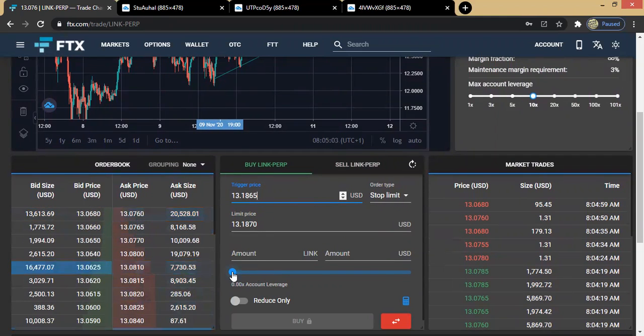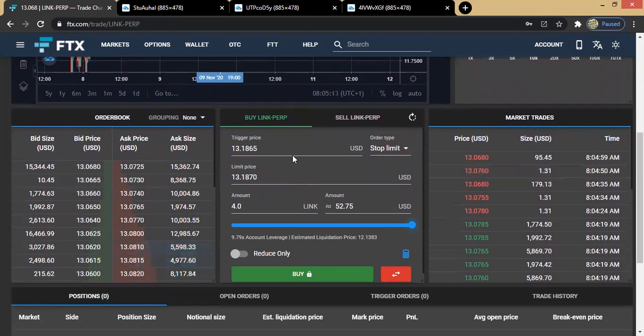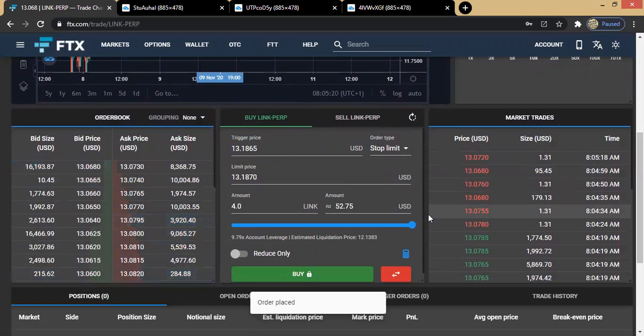I think I have little money here, so let me just use all the money I have to place the trade. I'm going to click on buy now. I've placed the trade as it is, with the various prices I want to buy at. I'll just click on buy and place my buy order. I've placed the buy order.